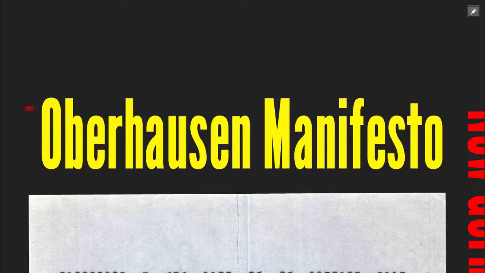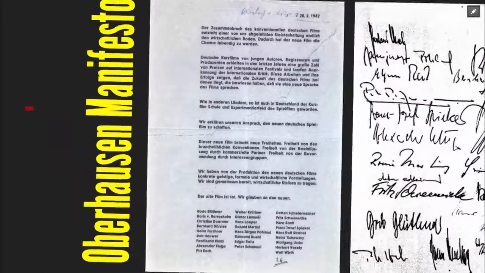They wanted it to be more independent. They wanted to not be confined to industry regulations, those kinds of things. No commercial partners, no dictation of stakeholders. Thinking about innovation, thinking about risk. One of the quotes from the manifesto itself is that conventional film is dead. We believe in the new film. There's a tagline, although it doesn't actually appear.